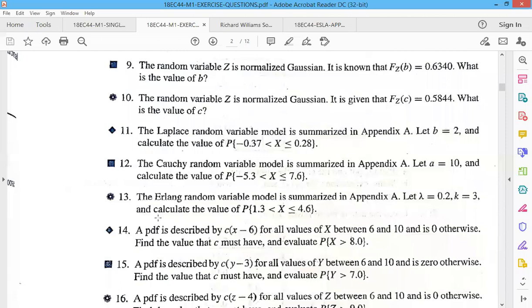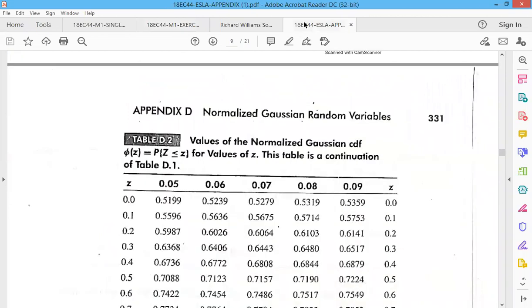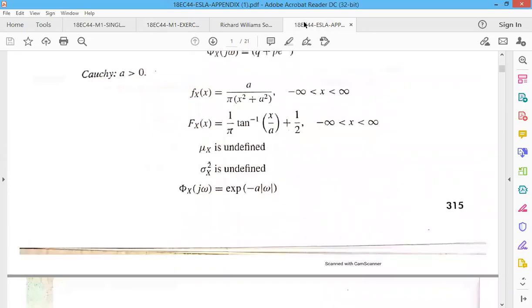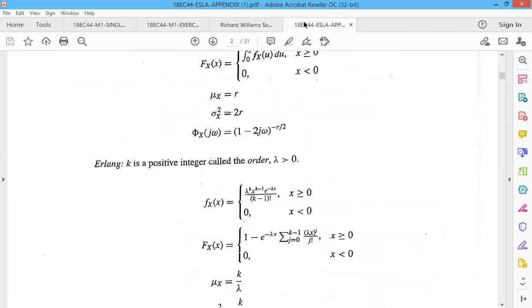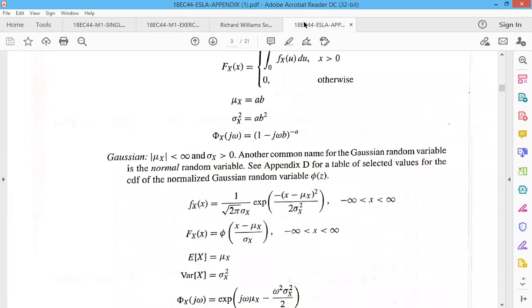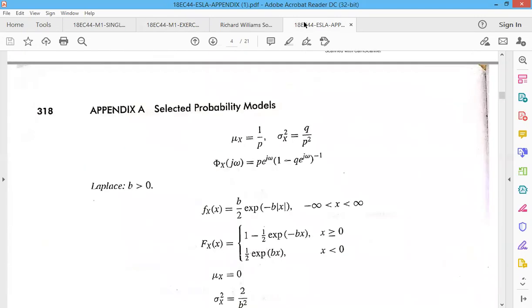So here in the appendix A, page number 35. So here in the appendix A, you just go to the first page. In the appendix that has been given, on the first page we have the Cauchy, and in the second page we have chi-square, Erlang, exponential, and in the third page we have gamma, Gaussian, and geometric, and in the fourth page.